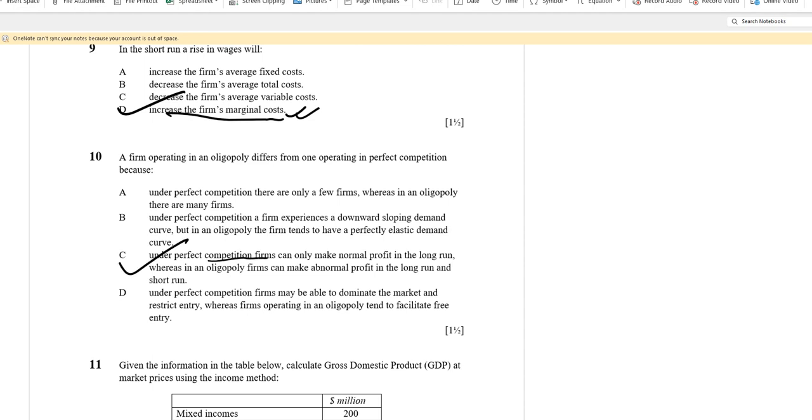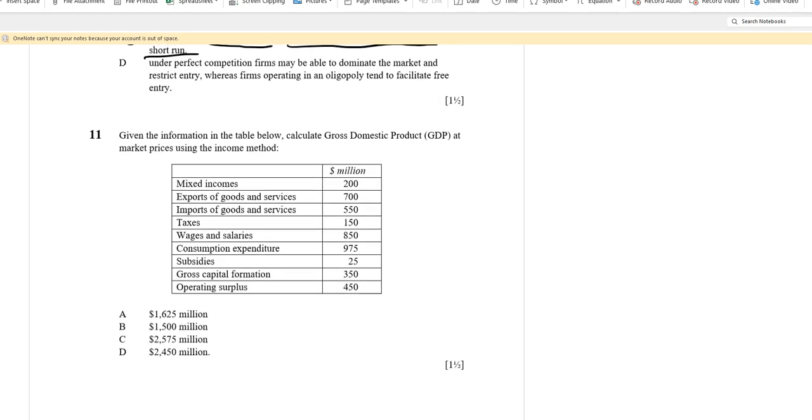Under perfect competition, firms can only make normal profit in the long run, whereas oligopoly firms can make an abnormal profit in the long run and in the short run. So 10 is C. Given the information given below, the gross domestic product at the market price is asked. So you need to just calculate the GDP from here.